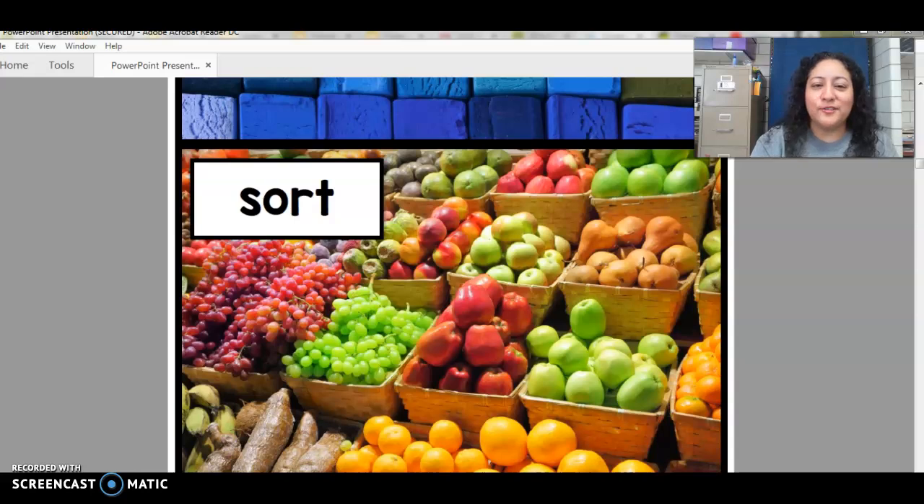Hello boys and girls. Today in math we're going to learn about sorting. So what does sorting mean? Well, sorting is when you put things that look alike together. You put them in groups.